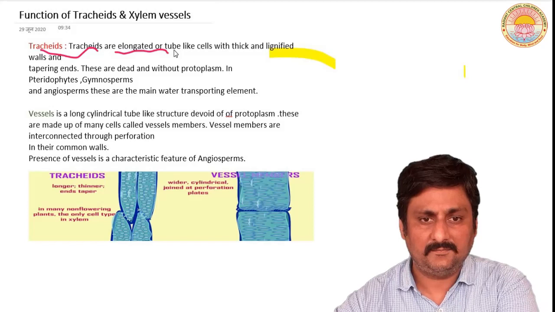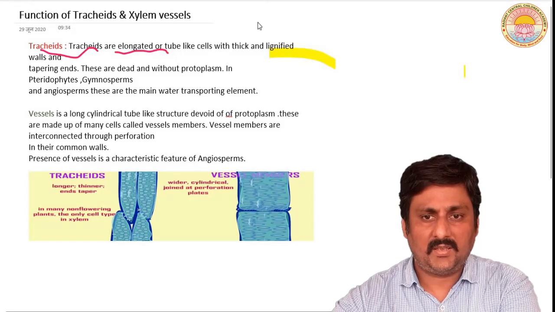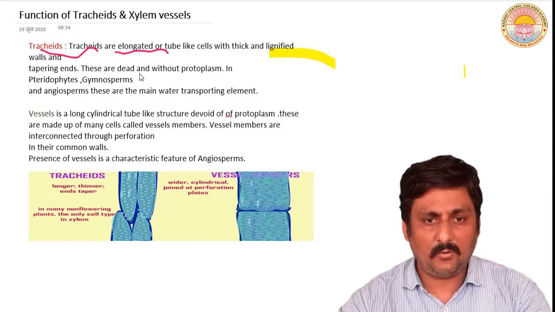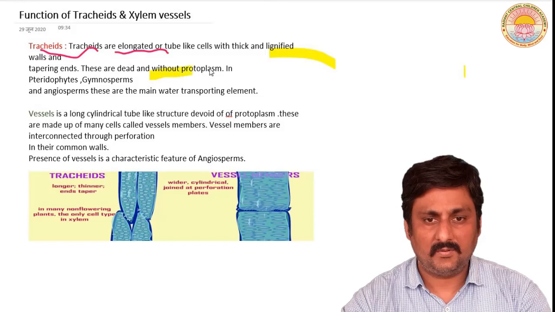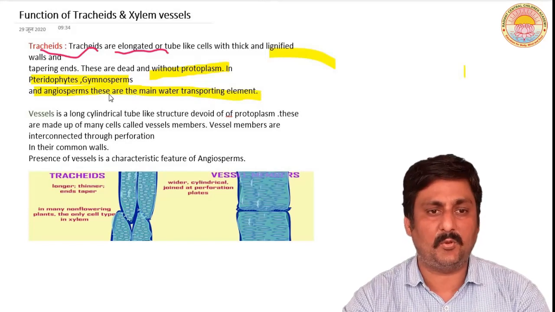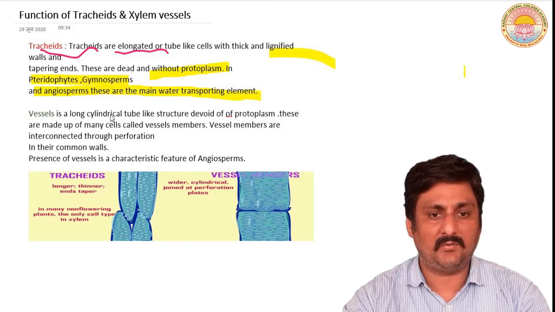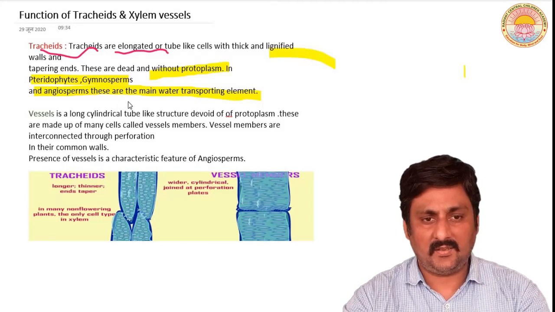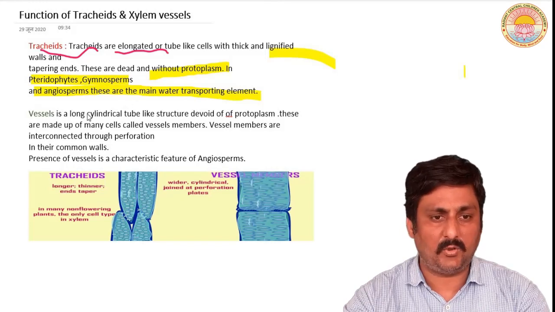You can see here, with thick and lignified walls and tapering ends. These are dead and without protoplasm. In pteridophytes, gymnosperms and angiosperms, these are the main water transporting element. So that is the importance of tracheids. That is the function. That is, it is involved in transport of water.